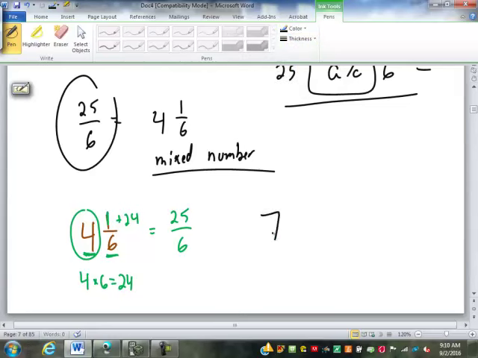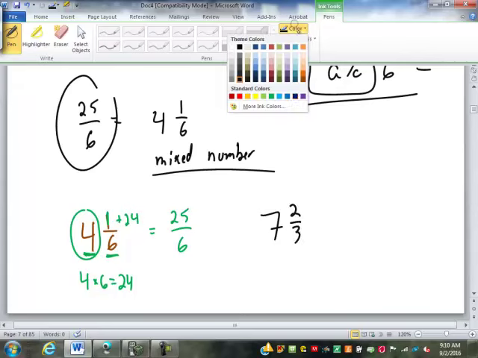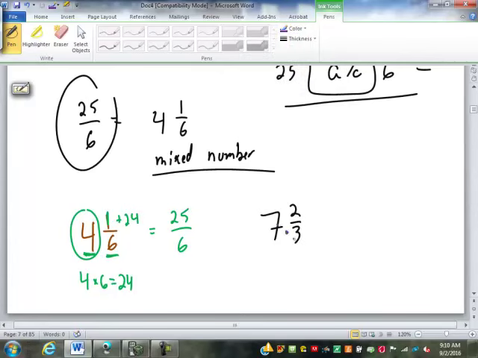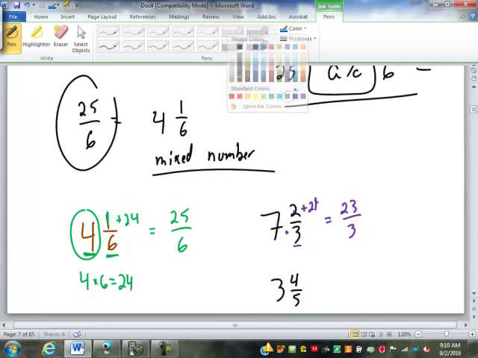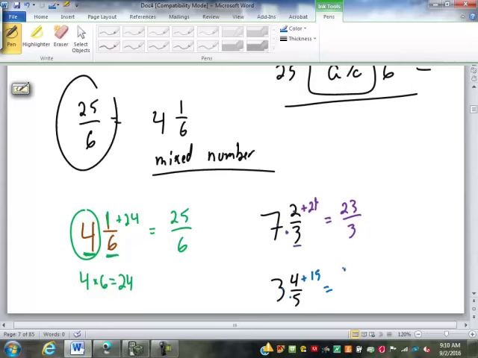So if I have 7 2/3, I break the 7 into pieces by multiplying by the 3. What's 7 times 3? 21. I add that to my other pieces. 2 plus the 21 is 23/3. Or if I have 3 4/5, what do I do? 3 times 5 is 15, so I add the 15 to the 4. 19/5. What do you think? Better than a sharp stick in the eye?